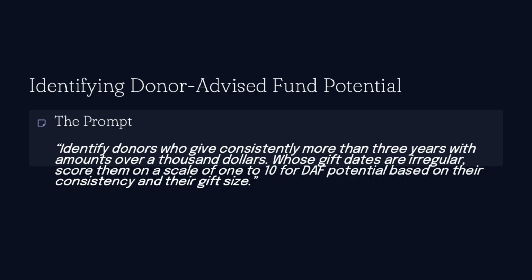To do this, export an anonymized version of your donor data using ID numbers instead of names for privacy and upload it to Gemini. The prompt that you're going to put in is: analyze this giving history, identify donors who give consistently for more than 3 years with amounts over $1,000 but whose gift dates are irregular. Score them on a scale of 1 to 10 for DAF potential based on their consistency and their gift size.